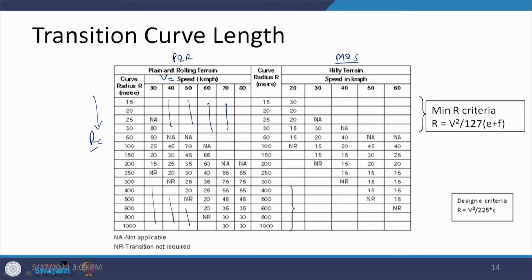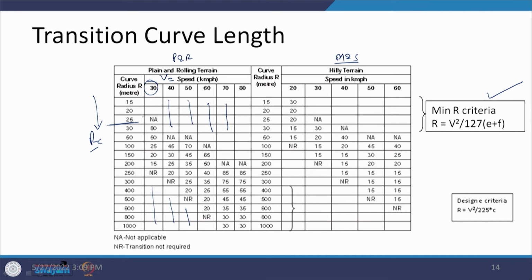Now, when we are talking about any of the speeds, say 30 kilometers per hour, for that 30 kilometers per hour we have a criteria of a minimum value of R, and if we put the values here, what we found is that we are usually not going to provide something below say 30 meters of a radius. So, that is the reason it says it is not applicable on this side.